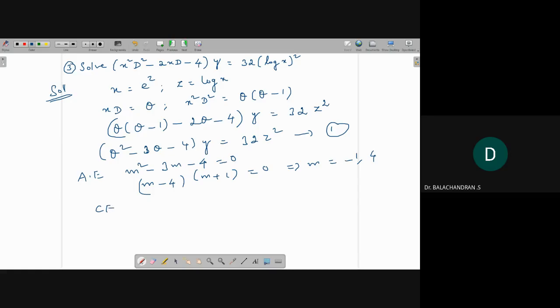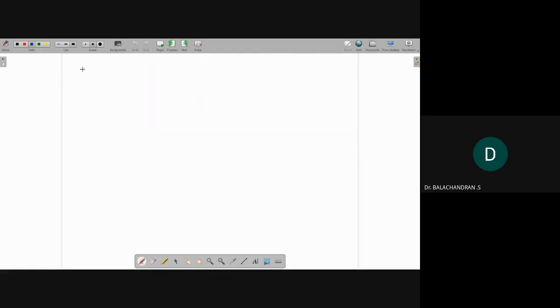So the complementary function is c1 into e power minus z plus c2 into e power 4z. Or you can write this as c1 divided by e power z plus c2 into e power 4z. So c1 divided by e power z is c1 by x, plus c2 into e power 4z is x power 4. So this is the complementary function. Next, the particular integral.